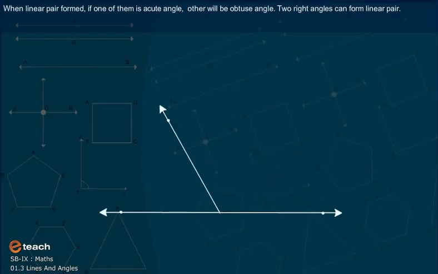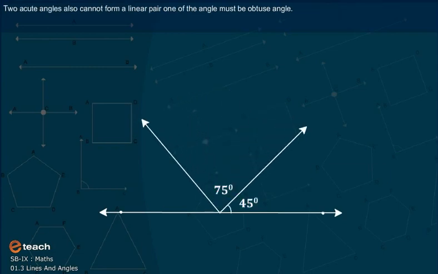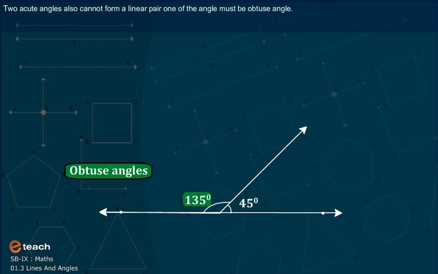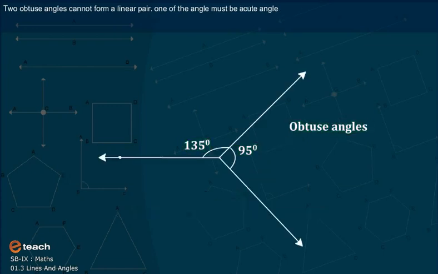When a linear pair is formed, if one of them is an acute angle, the other will be an obtuse angle. Two right angles can form a linear pair. Two acute angles cannot form a linear pair. One of the angles must be an obtuse angle. Two obtuse angles cannot form a linear pair. One of the angles must be an acute angle.